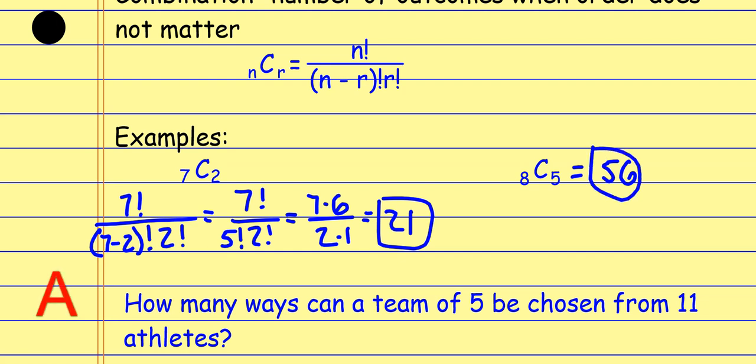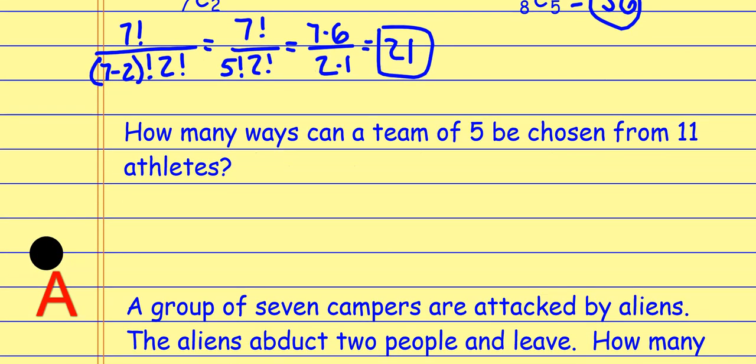And so here it is. Here's the idea. How many ways can a team of 5 be chosen from 11 athletes? And unlike when we're placing things and talking about first, second, and third place, this time we're just choosing a team. It doesn't matter if the team is chosen in a different order. If it's the same 5 people, it's still the same team. It's still the same result.